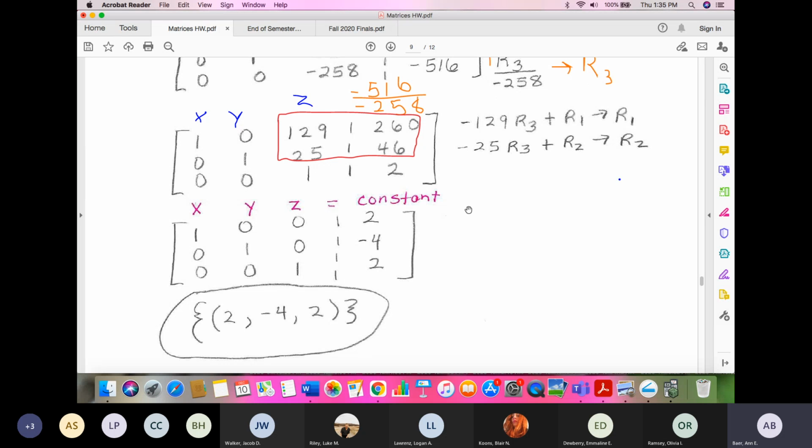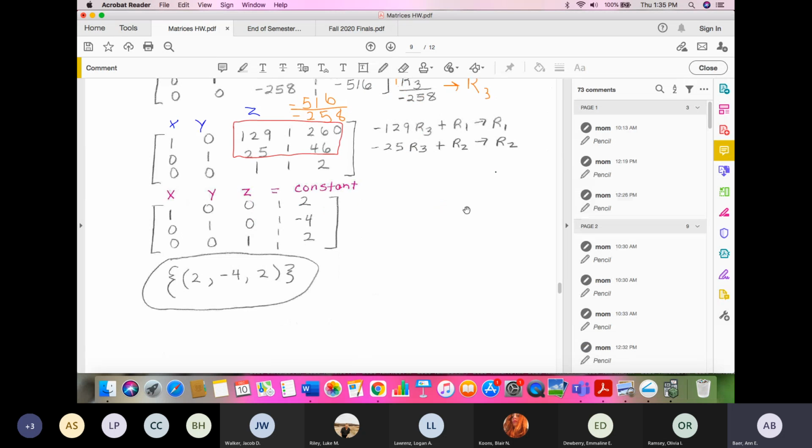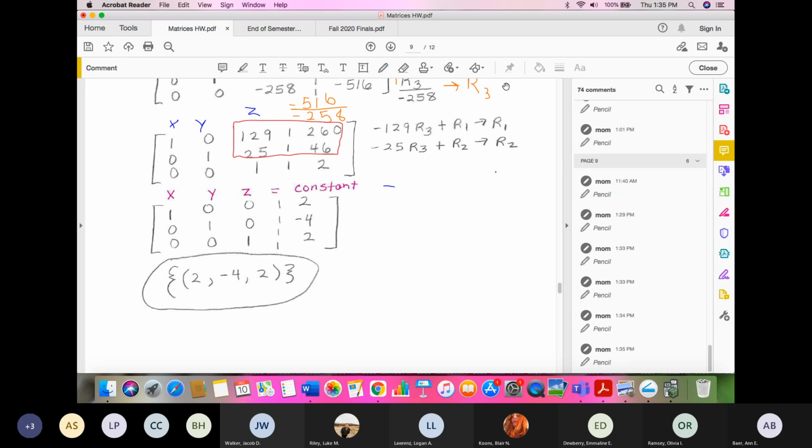So let's look at this. Let's do these by hand. I don't think it's as bad as it necessarily looks, and we don't have too many of them to do. So let's start with our row operation here. Negative 129 times row 3. So let me write this down. We're in this column, so we have to keep working in that column.